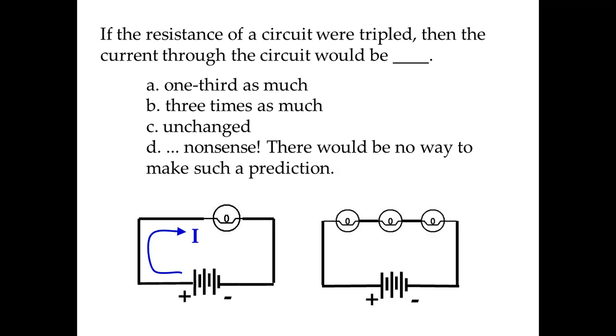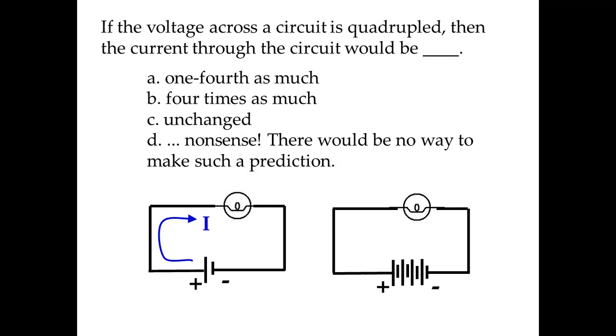If the resistance of a circuit were tripled, then the current flowing through the circuit would be what? If we have current flowing here, but the resistance is increasing, then the current would be one third as much. In the same way, the current will increase if the voltage is increased.